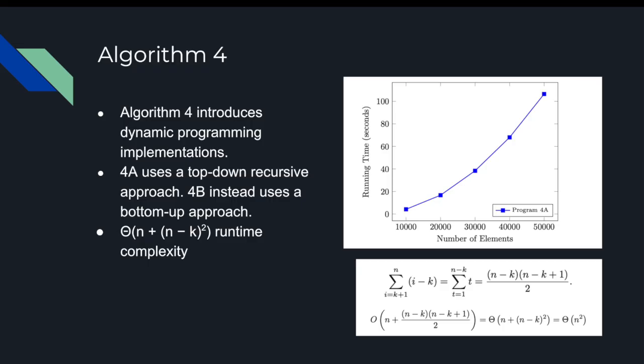This can be derived from the fact that in the relation from i equals k plus 1 to n, there are summations of i minus k, where you run an operation that essentially runs on anything past k. This can be simplified to the summation of t from t equals 1 to n minus k, and this is a common relation where you can derive the equation (n minus k)(n minus k plus 1) over 2. Taking the theta of this, we can simplify this to theta of n plus (n minus k) squared, which is equal to n squared.